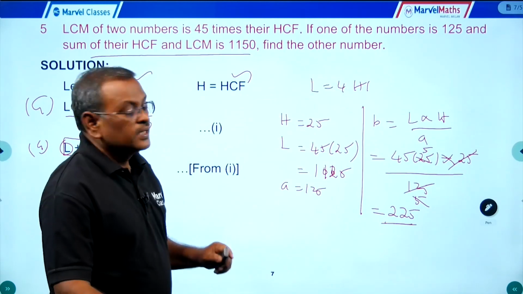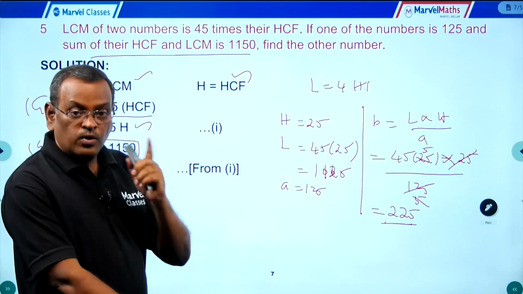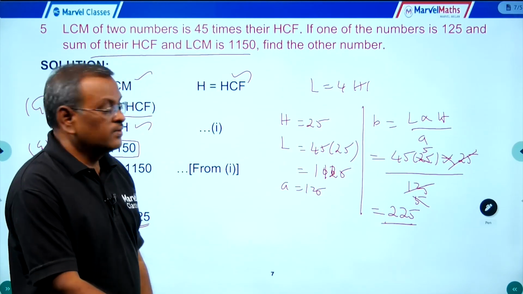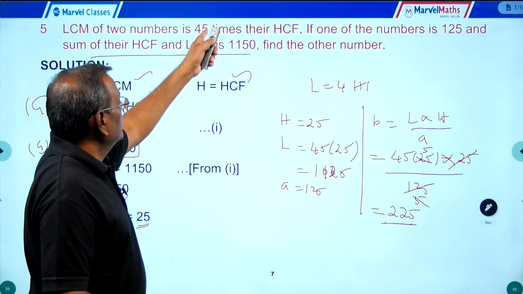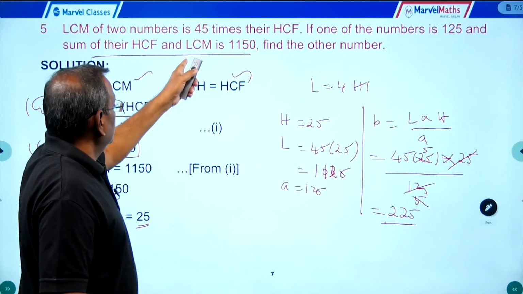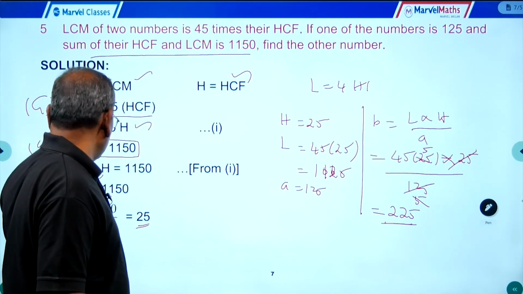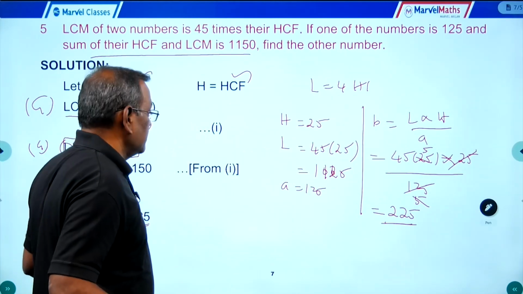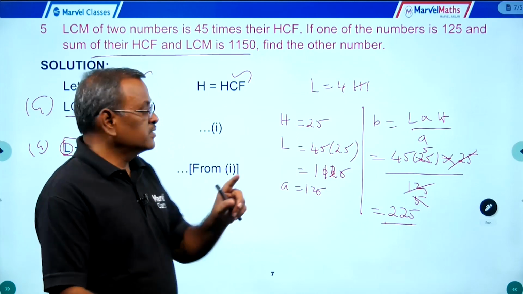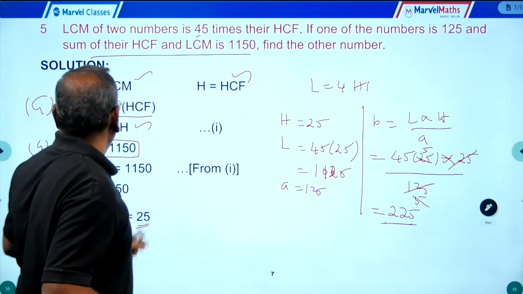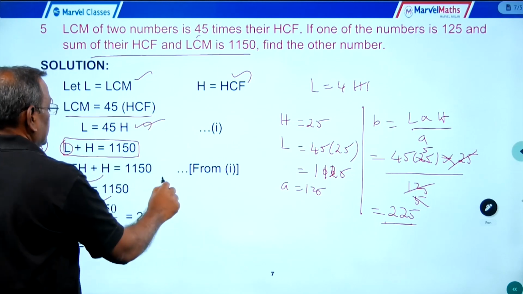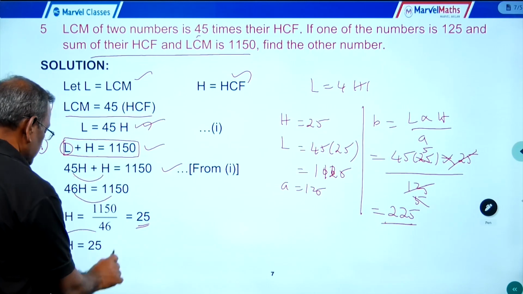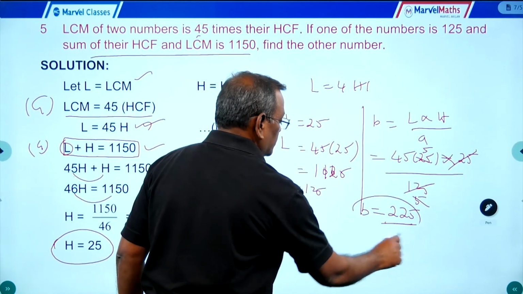One number is there, the sum of HCF and LCM is there, and one more condition is there: LCM equal to 45 times HCF. So using this condition, substitute it here and find the value of HCF. After finding HCF, find B. So here we need two data: one is HCF, the other is B. For that we need two conditions, condition number 1 and condition number 2. Using these two conditions, find HCF, and also find B equal to 225.